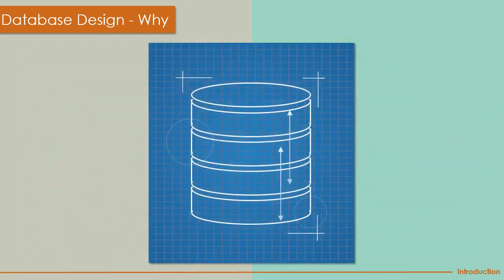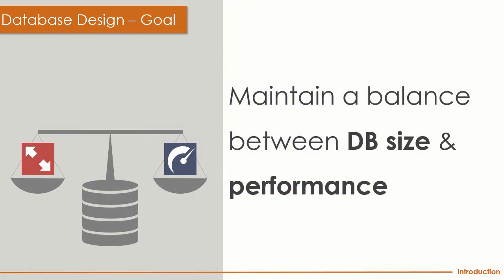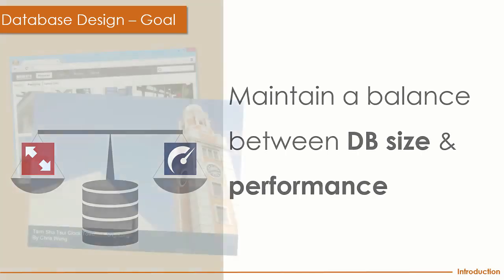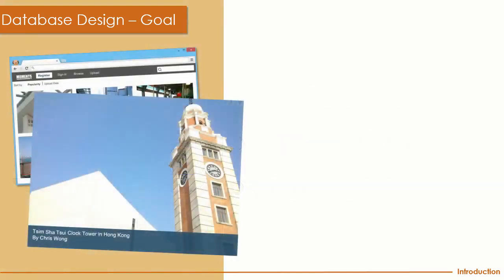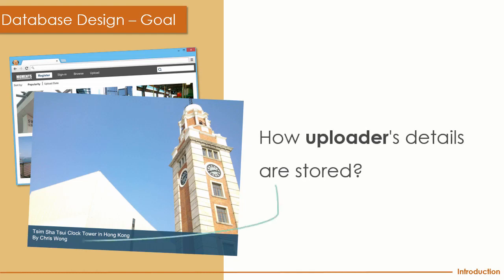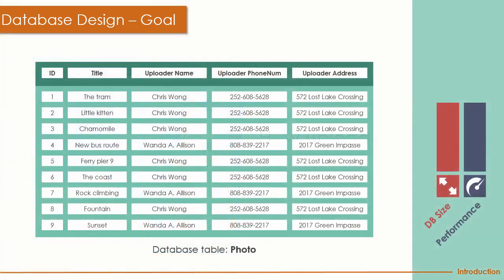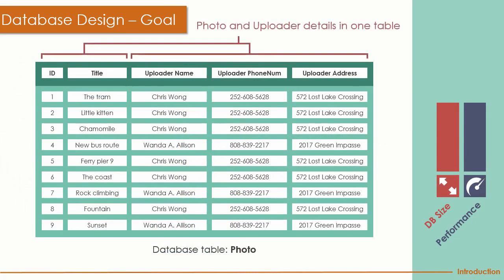A good database design serves the goal of maintaining the balance between the database size and the performance. So let me show you a simple example of how to balance this size and performance. Here we have an example where we have a photo. Under the photo, we have the uploaded detail, like who uploaded the photo. This is uploaded by a person called Chris Wong. You can imagine, you can save in the database like that. You have saved all the photo and uploaded detail in one single table.